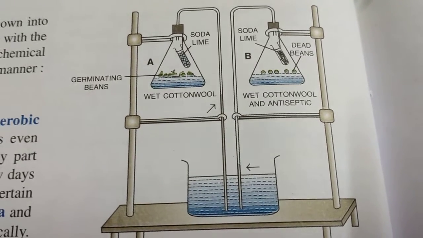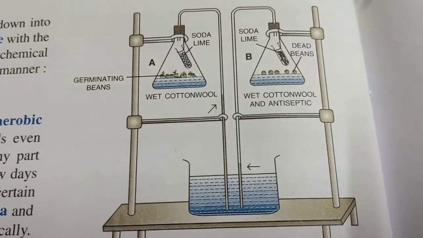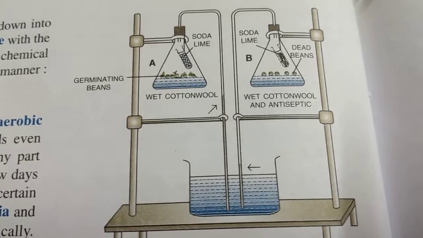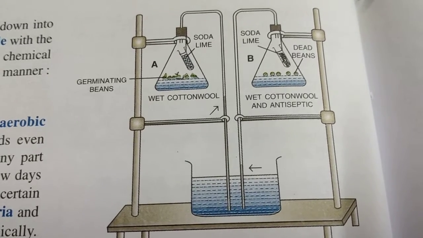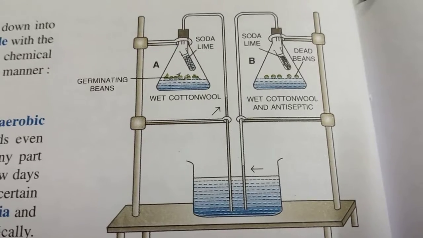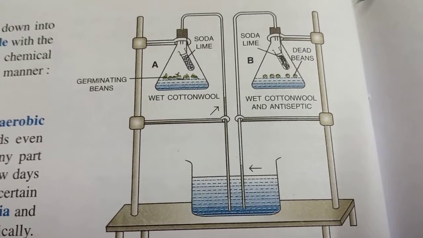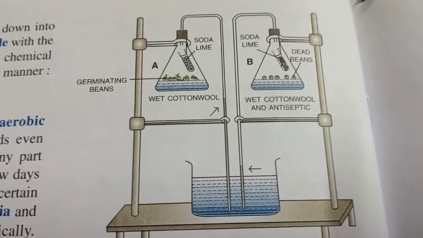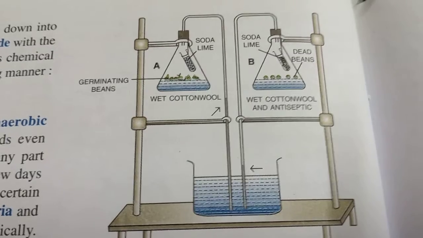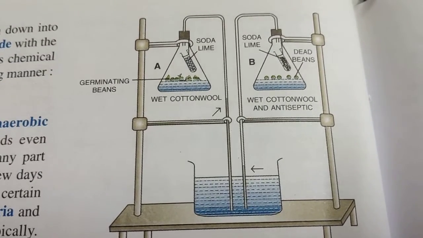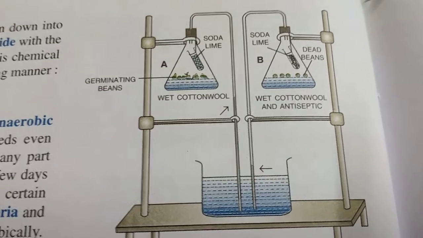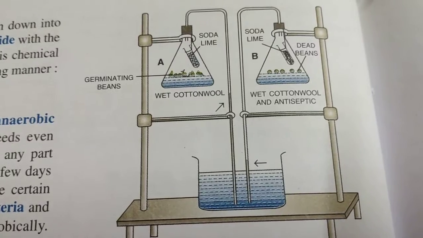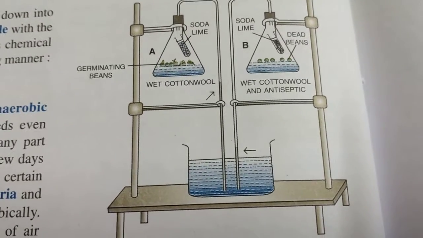Why has this vacuum been created? Because whatever oxygen was present inside flask A, that has been used by the germinating beans to respire. So after respiration, they have used up all the oxygen, and that is why it is full of carbon dioxide over there. And that CO2 is also being absorbed by soda lime. So there is a vacuum, so the water is rising up, which is not the case with B. Clear? So this proves that oxygen is used up in respiration, because dead beans cannot respire. I hope it's clear. Okay.